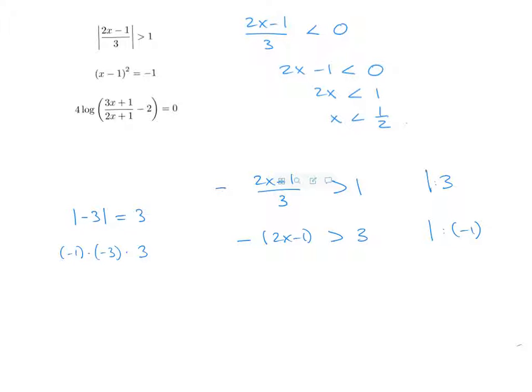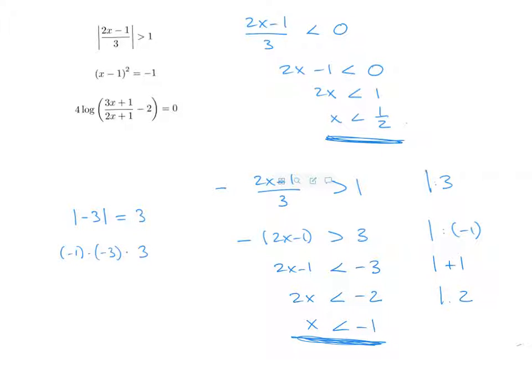And then I can divide by minus 1. Be careful, if you divide by something negative, the inequality sign turns around. So I get 2x minus 1 is smaller than minus 3. Then I add plus 1, and then I get 2x is smaller than minus 2. And then I divide by 2, and then I get x is smaller than minus 1. Let's quickly check. So we have two inequalities: x is smaller than minus 1, and x is smaller than 1/2. Which one is stricter? Well, obviously, if x is smaller than minus 1, then automatically it's also smaller than 1/2. So this one is stricter.